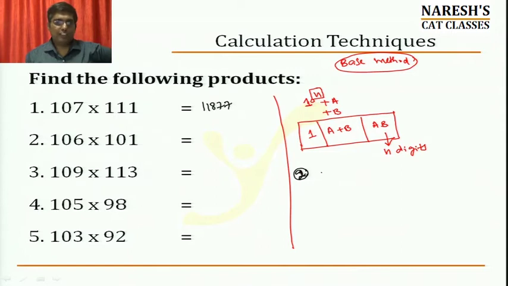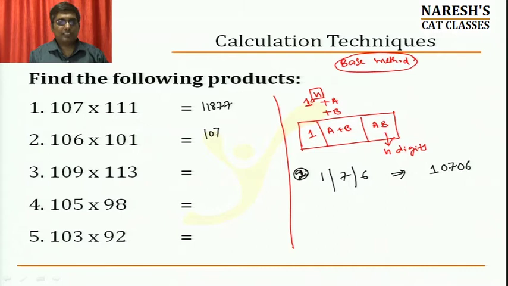Logically speaking, what should happen in the second question? Three terms: 1, a plus b. For the second term, a and b are 6 and 1. 6 plus 1 is 7, and 6 into 1 is 6. Because each term should itself have n digits, and in this case the base is 100, which is 10 square, so 2 digits. Hence the first term is 1, which is nothing but 01 or 1. 7 cannot be written as 7, it has to be written as 07. And 6 has to be written as 06.